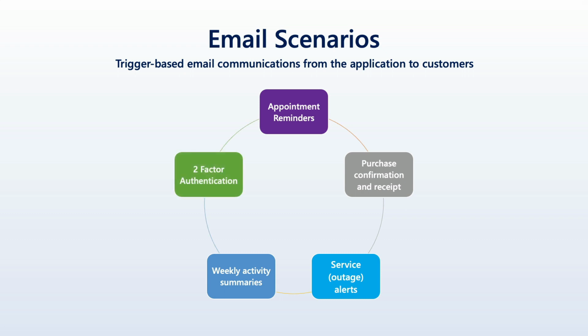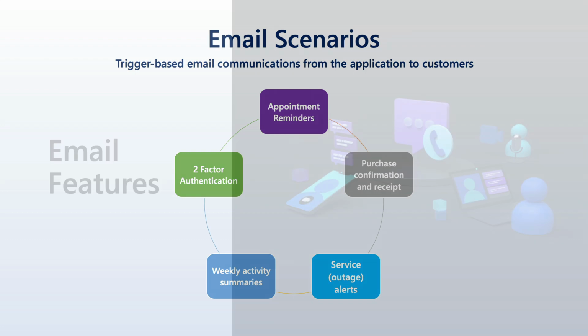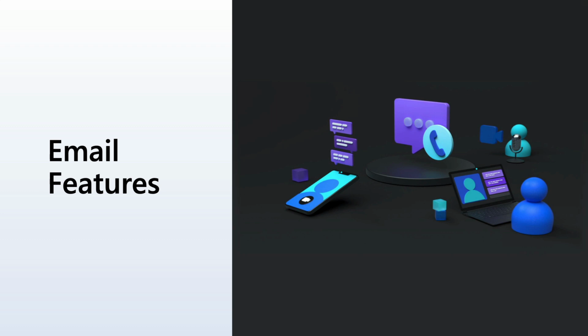And then finally, maybe two-factor authentication is used through email. A user logs in, they've requested two-factor authentication through email. They then get that email and code and can complete the login process. Now, of course, this is just a few of many scenarios that are available, but this should give you an idea of what's possible. Now that you've seen some of the different scenarios for email, let's talk about features.